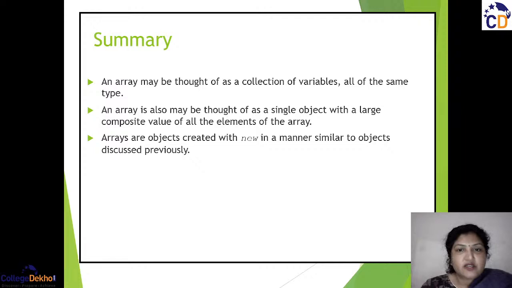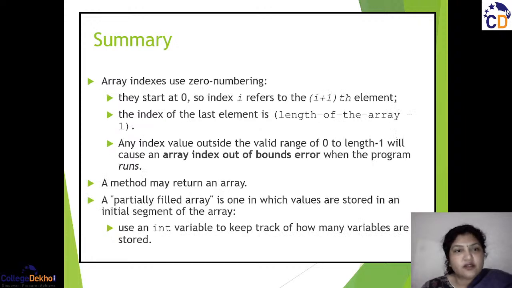Arrays are objects created with new in a manner similar to objects discussed previously. You have seen how the new keyword is used for creating arrays. Then array indexes use zero numbering. I told you the first index of the array starts with 0. So index i refers to the i plus 1th element. Why? Because we are starting with 0. The index of the last element is the length of the array minus 1. Why? Because we are starting with the 0 index.